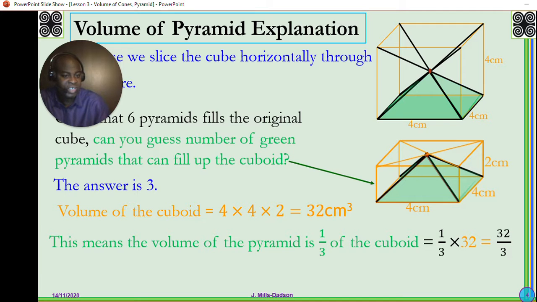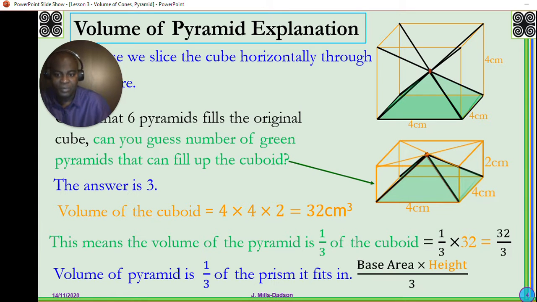Now the difference here is that this time the pyramid fits perfectly inside the cuboid. So therefore we can deduce from here that the formula for a pyramid is simply the volume of the prism that it fits in divided by 3. So the volume of a pyramid is a third of the prism that it fits in. That is why the formula for pyramid is base area times the height divided by 3.